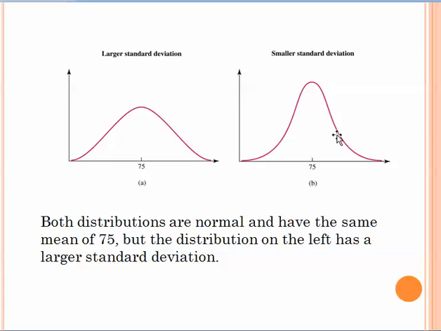Notice both of these figures represent a normal distribution. They have the same mean of 75, but they look different because the distribution on the left has a larger standard deviation than the one on the right. That means that the values in the distribution are more spread out in the figure on the left, and they're closer together, closer to the mean, on the right.